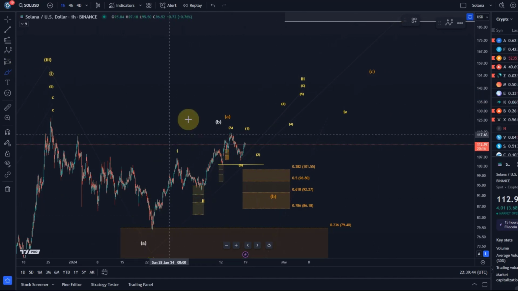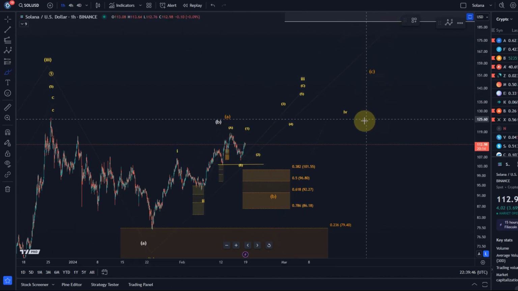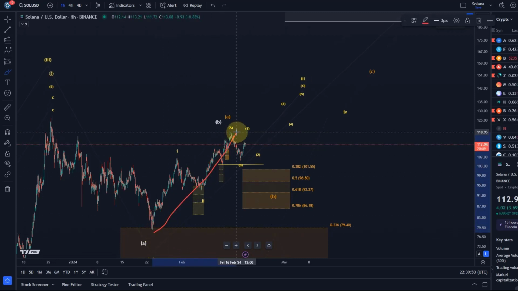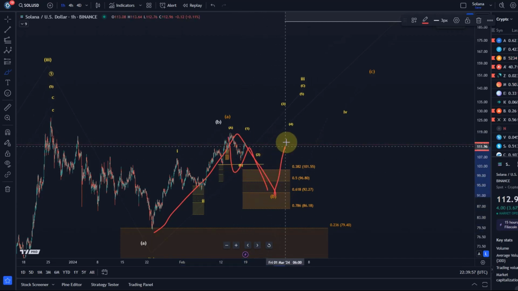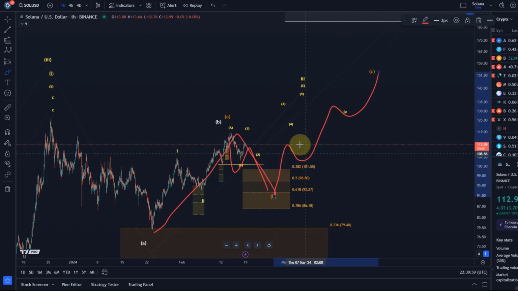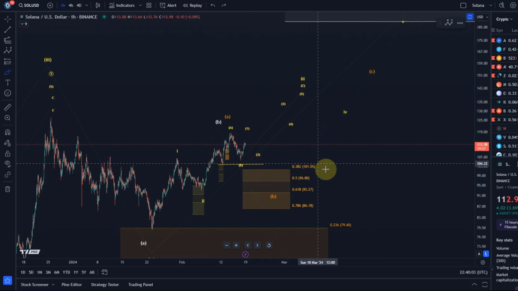I think describing how this now fits into the bigger picture is a bit too complex for this video, but it would be the assumption that all of this was an A wave. This here is a B wave pullback, which might still be ongoing as a larger ABC structure. And then we could get 5 waves up in wave C. This is the bullish, but short-term, more bearish scenario.